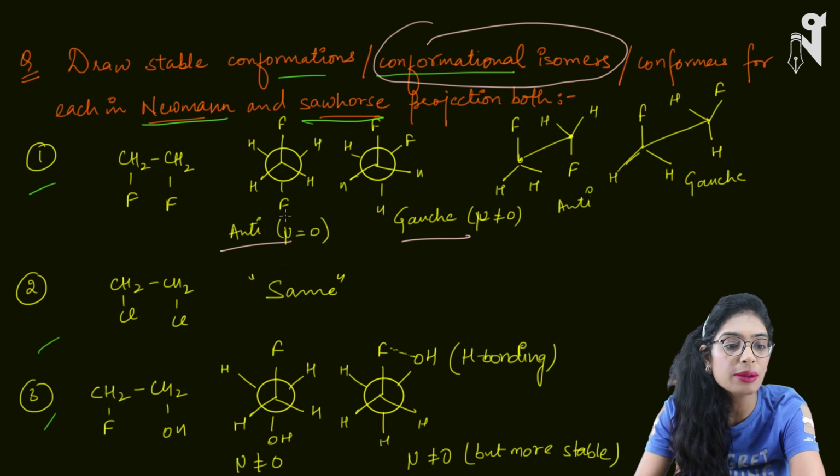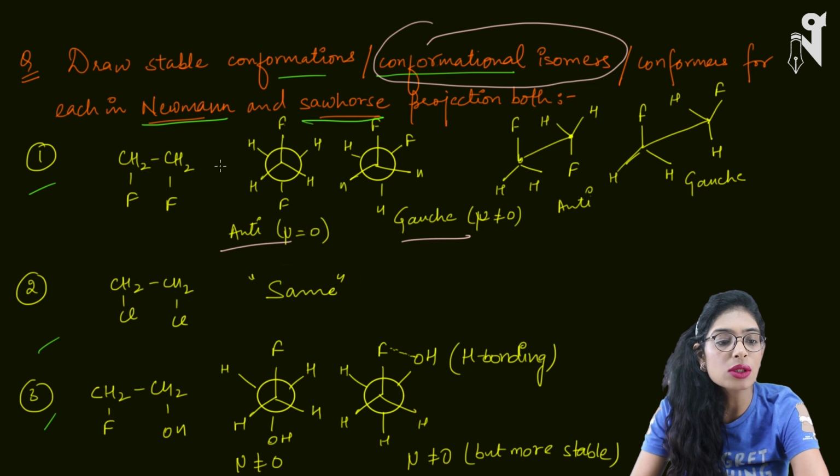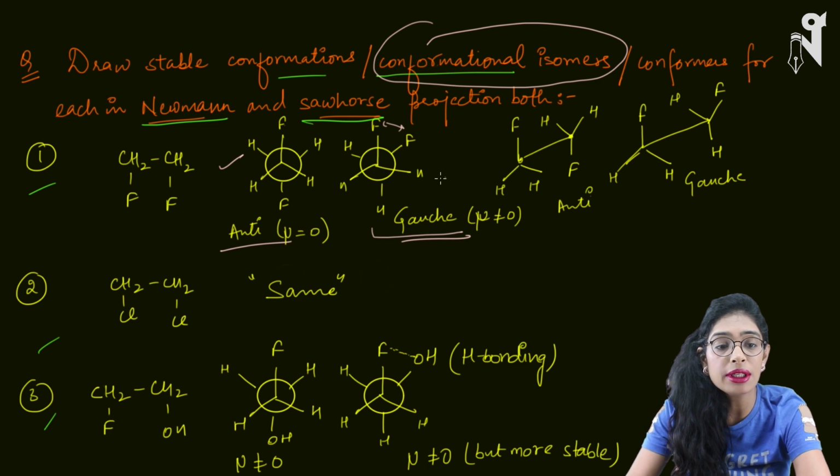So this is how your anti will be, where the same groups will be completely opposite of each other. This is one. And gauche is where the arrangement can be anywhere. So I have written fluorine, fluorine here, hydrogen, hydrogen, hydrogen. This is your gauche. Now the same thing can be represented in the Sawhorse also, and I told you how to write a Sawhorse representation.